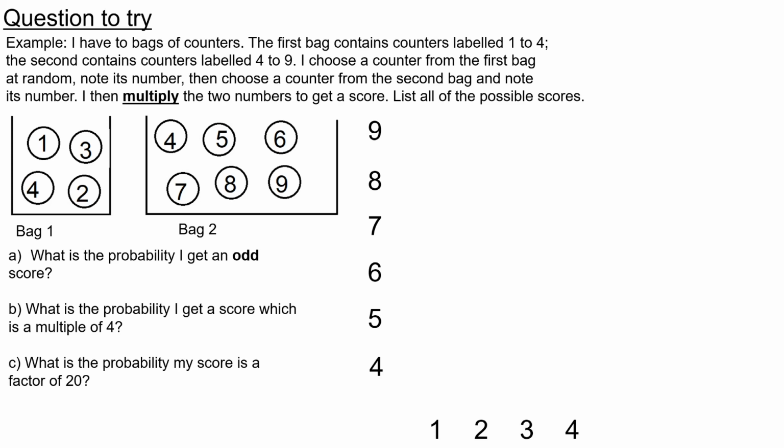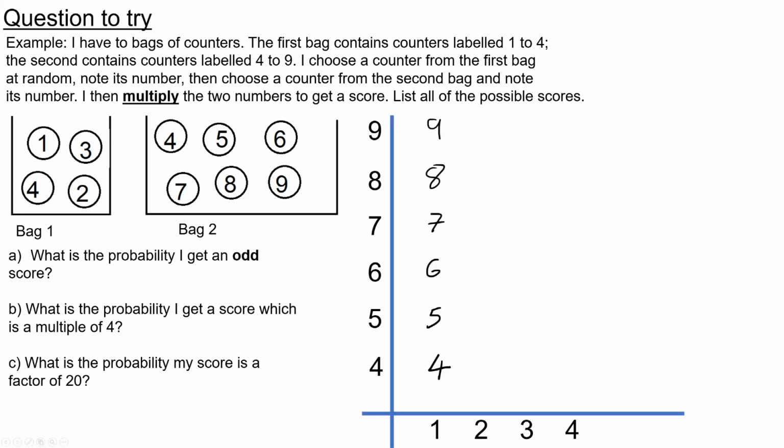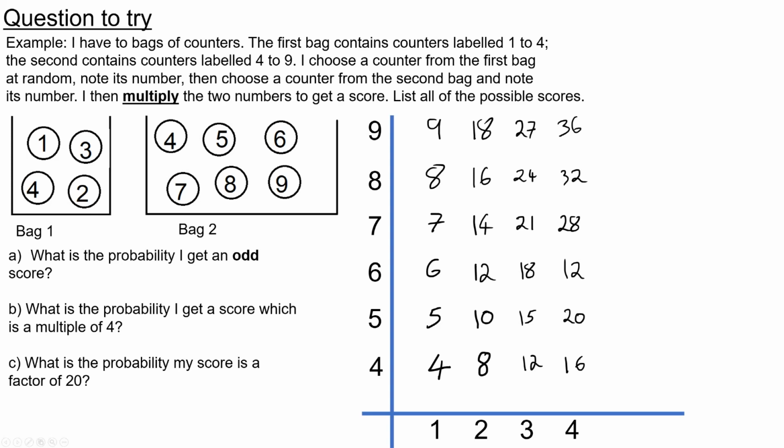Here are the answers. So I'm going to draw my sample space. So don't forget, this time we're multiplying the scores, so your sample space should look like that. What is the probability I get an odd score? We need to count how many odd numbers we have. So that's 1, 2, 3, 4, 5, 6. So we have 6 out of, now how many scores are there? 4, 8, 12, 16, 20, 24.